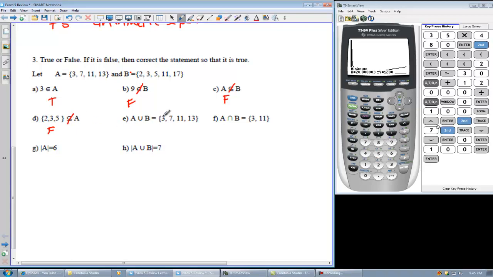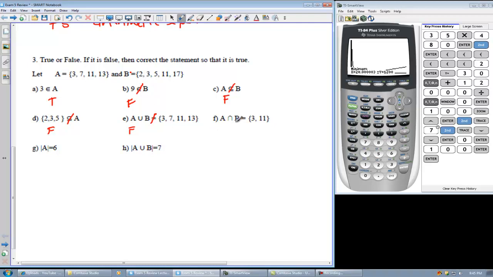A union B is {3, 7, 11, 13}. Well, union, you have the 3, you have the 7, you have the 11, you have the 13, but you come over here and you don't have the 2. So this is also false, and you can put a line through it, because if it was true, then it would contain all the elements in B also, but it doesn't contain 2.